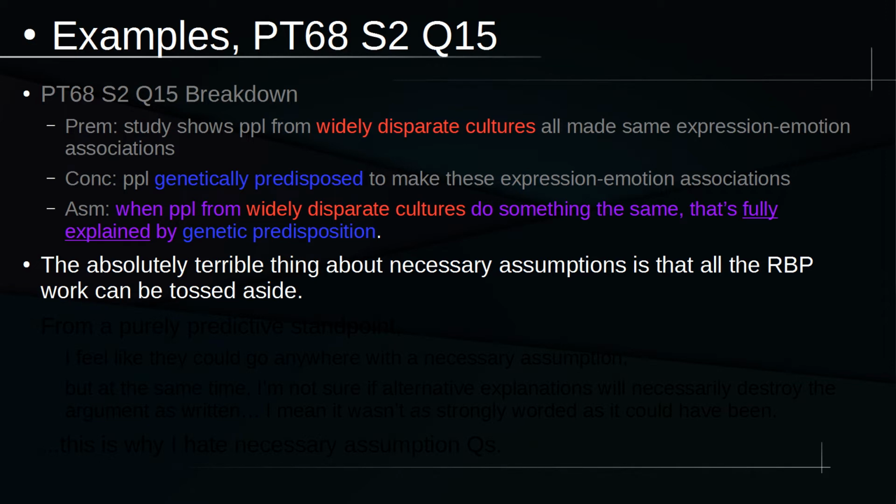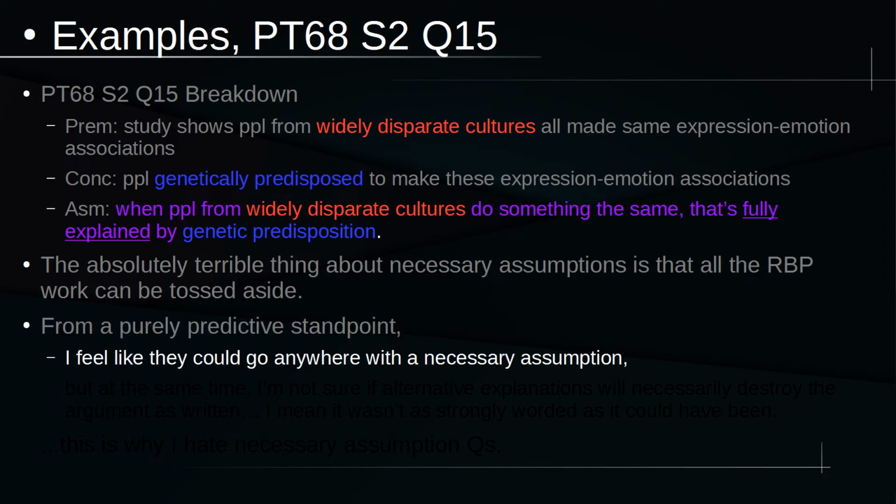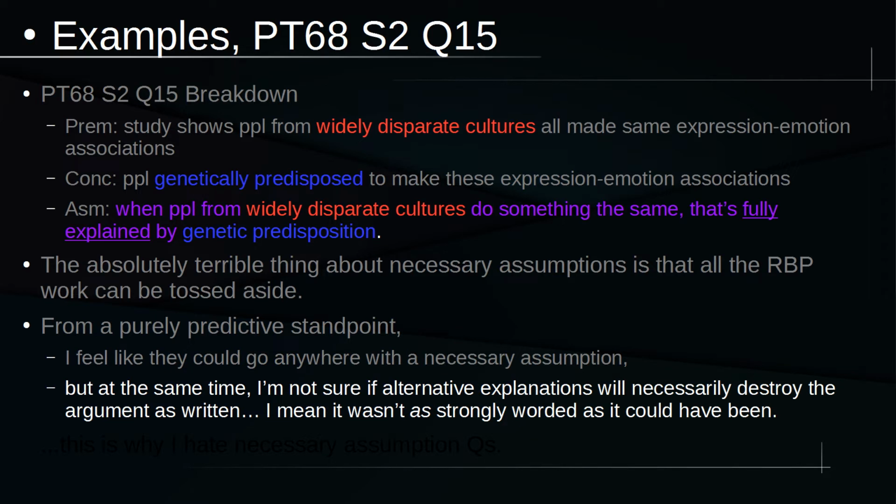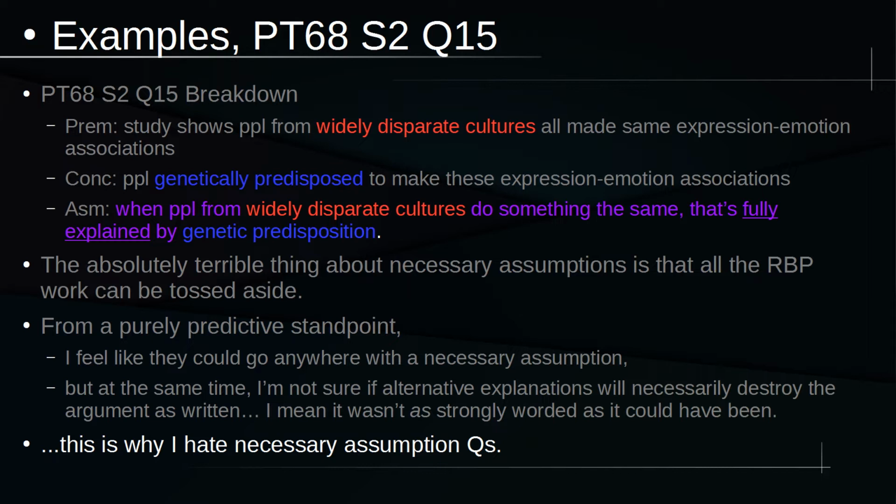The absolutely terrible thing about necessary assumptions is that the RBP work that we just did could potentially just be tossed to the side. From a purely predictive standpoint, I do feel like they could go anywhere with a necessary assumption from here. But at the same time, for the kinds of potential confounding variables that I'm thinking of, I'm not sure if alternative explanations will necessarily destroy the argument as it's written. It wasn't as strongly worded as it could have been, even though I've interpreted it that way. When I look at the actual words, I do feel like there could be some leeway, or the answer choices could have been written in a way that gives some leeway. So I'm feeling pretty unsure about things. And incidentally, this is why I hate necessary assumption questions.